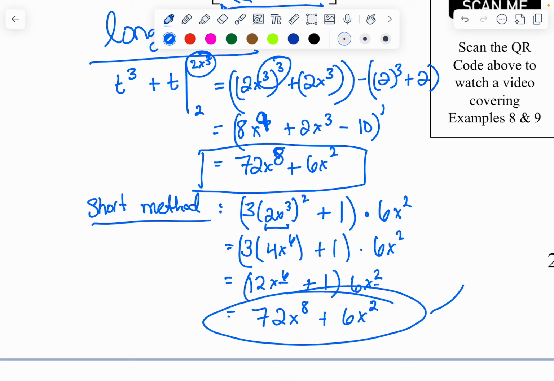So you notice that the answers are the same using either of the fundamental theorem of calculus examples.